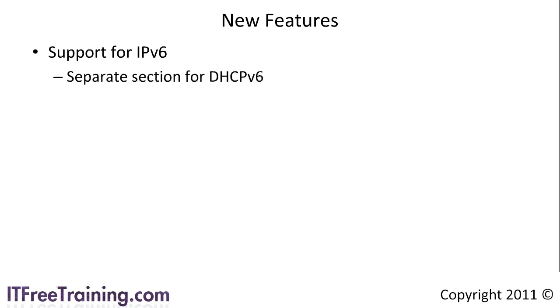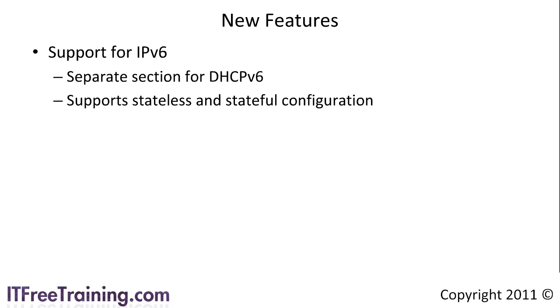DHCP for Windows Server 2008 and Windows Server 2008 R2 comes with some new features. First, there is support for IP version 6. When you launch the DHCP snap-in, you will see one section for DHCP version 4 and a separate section for DHCP version 6. With DHCP for IP version 6 also comes support for stateless and stateful configuration.